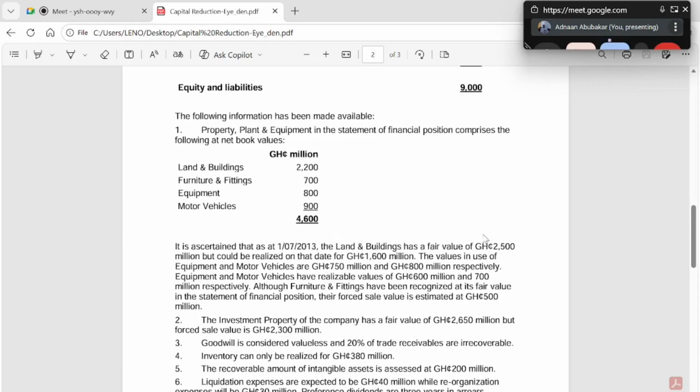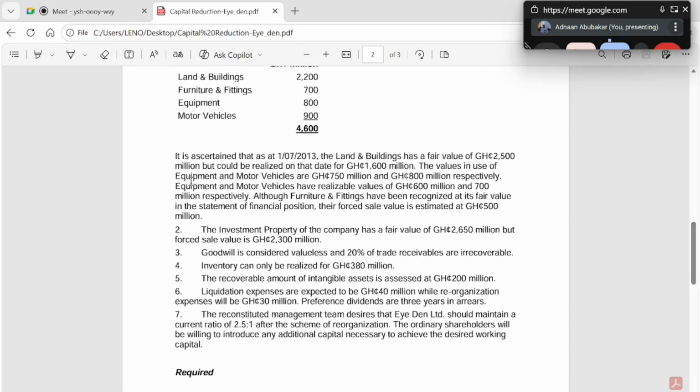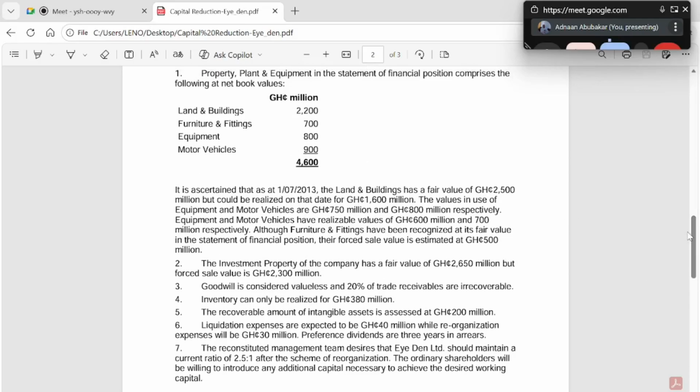Now let us see if there is valuation of these assets, or how do we get our proceeds from these assets. Now, let us read the second paragraph of point 1. It says that it is ascertained that as at 1st July 2013, the land and building has a fair value of 2.5. Have you seen it? Read on: but would be realized on that date for 1.6 million.